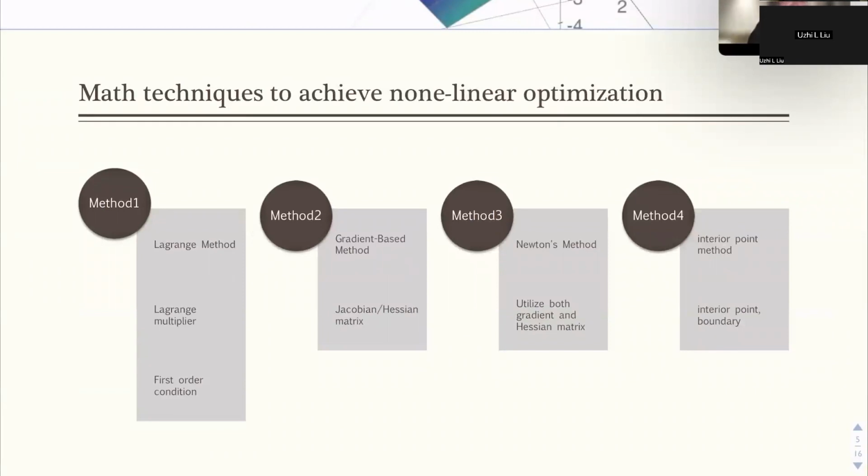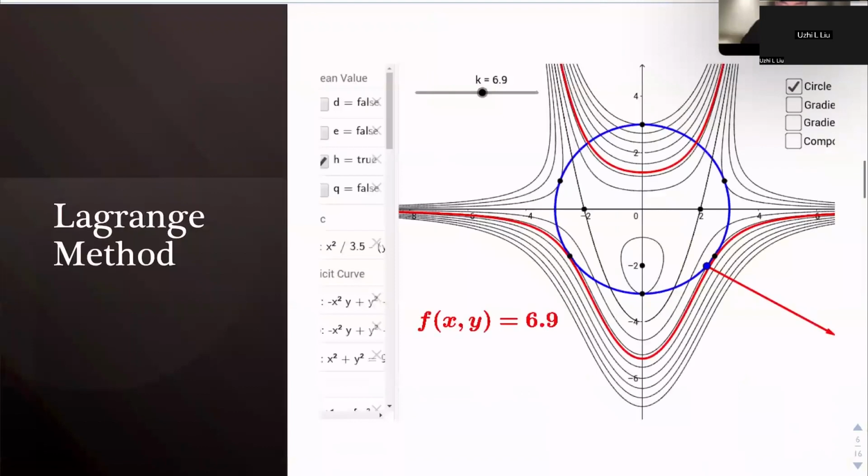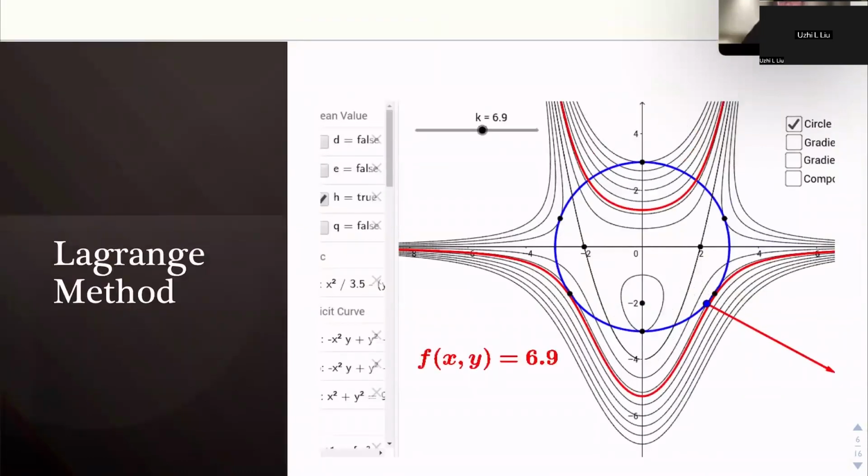Today we are going to focus on only one because we only have 15 minutes. I want to get really deep into the topic, so I only chose one to introduce, which is method one, known as the Lagrange method. Yep, let's get started.